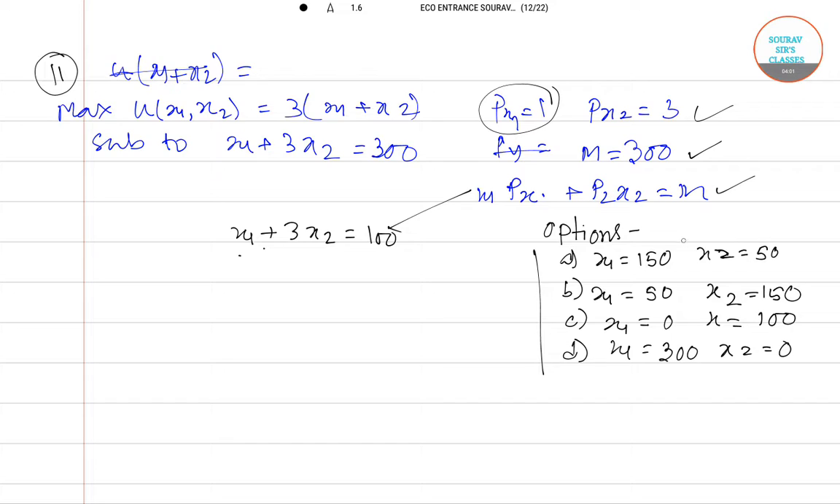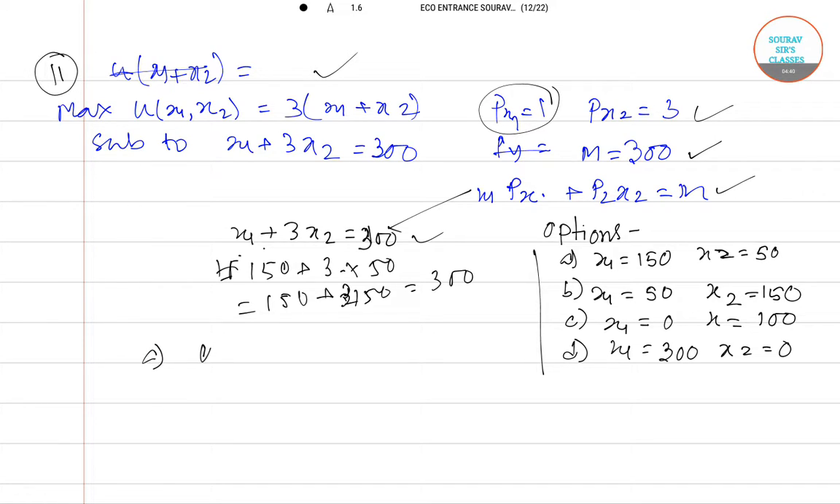Now first, going by the options, in the first option we have x1 equals 150 and x2 equals 50. So if I put here 150 plus 3 into 50, we end up with 300. A closer look at the options reveals that for all the rest of the options we always have the budget constraint equal to 300. Therefore the budget constraint always satisfies. So how to solve the problem? After we see that all the options satisfy the budget constraint, then see for which option the utility is maximized.